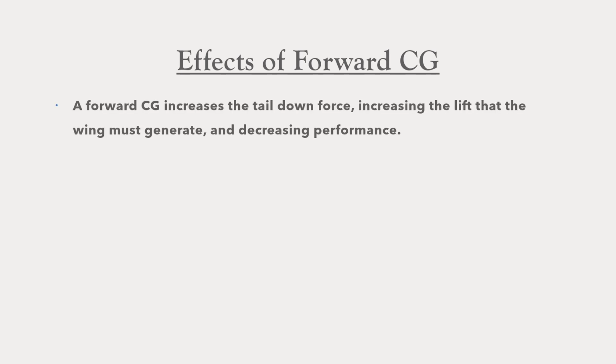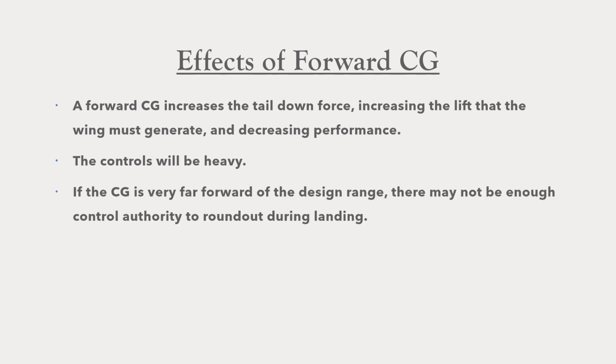So what happens if the center of gravity is too far forward? Well, the effect we were just talking about in terms of the amount of lift that the wing needs to produce goes in the opposite direction. The wing will need to produce more lift because the tail will be producing more downforce. So airplane performance gets worse. The controls get heavy. You have to pull harder. You need a lot more use of trim. If you're in an extreme case, you may actually not have enough control authority to do your round out during your landing.